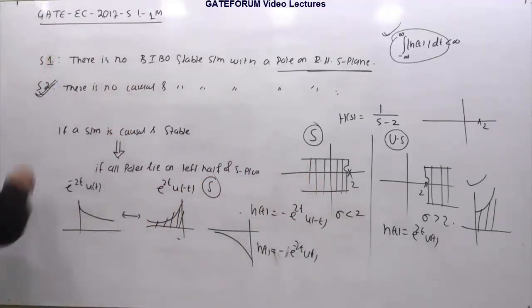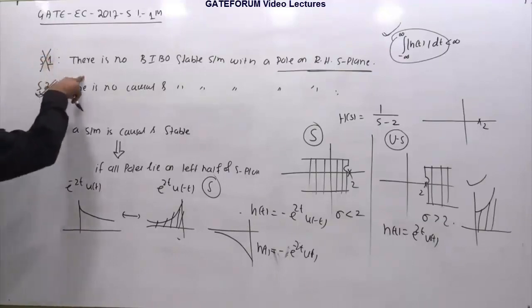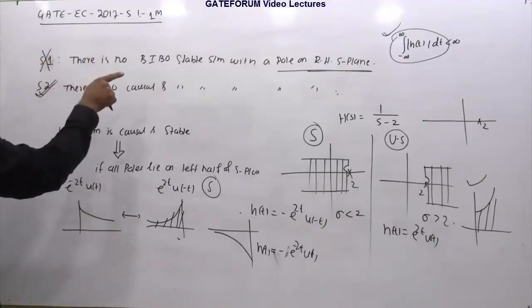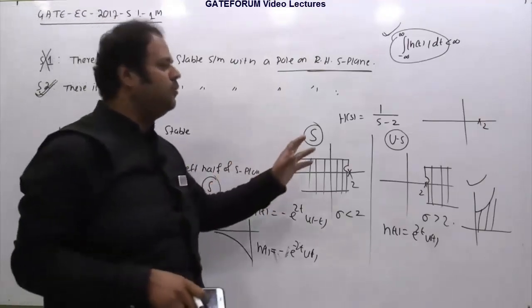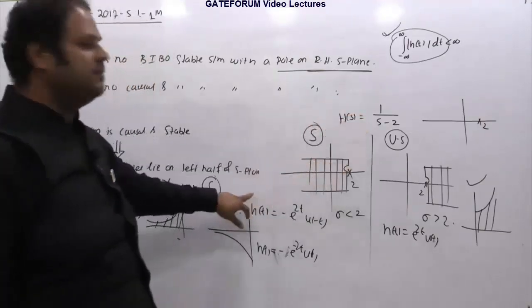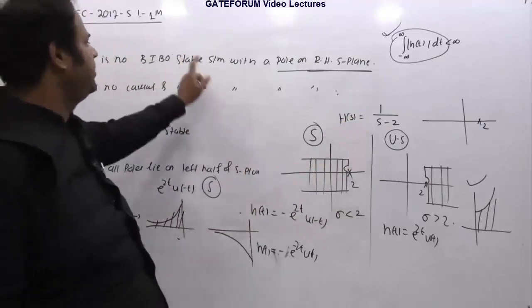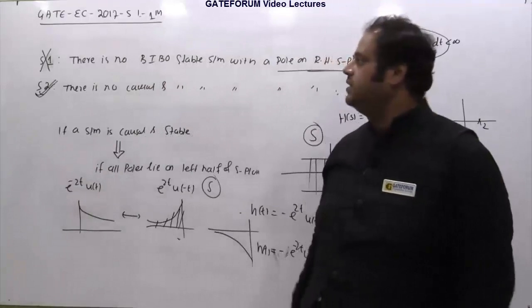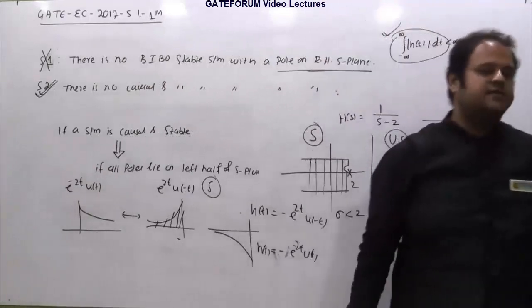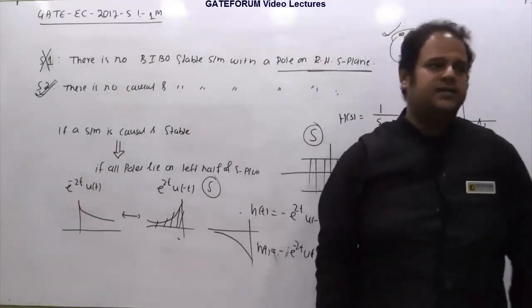So statement 1 is definitely wrong. What it says is there is no BIBO stable system with a pole on the right half s plane. But what we have shown is that even if a system has a pole on the right half s plane, still the system can be stable. So obviously this contradicts statement 1. So statement 1 is wrong and statement 2 is true. And if you see all the options, option D says that statement 2 is true, and option D is the right answer for this question.